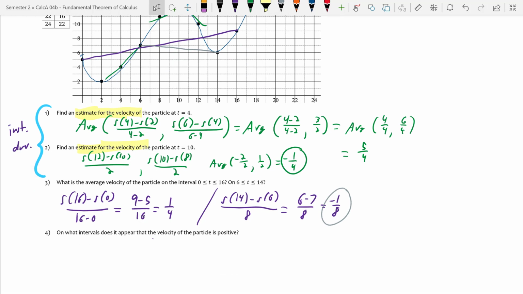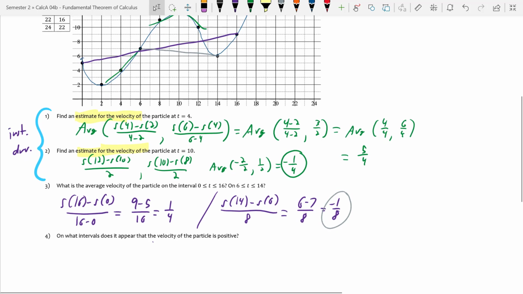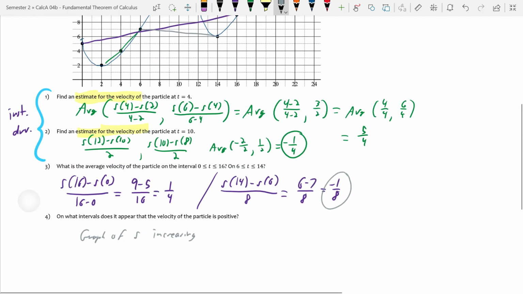And finally, on what intervals does it appear that the velocity of the particle is positive? So velocity of the particle is positive. Velocity, again, is the derivative. Basically, it's asking not only where's the velocity of the particle, it's actually asking where's the graph of s increasing, right? Increasing on s means that s prime is positive. And if I go back to that table that we did, s increasing means s prime, which is equal to v, is positive.